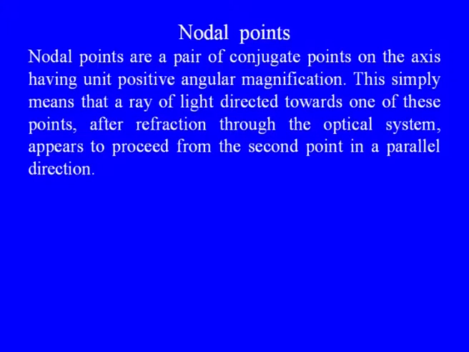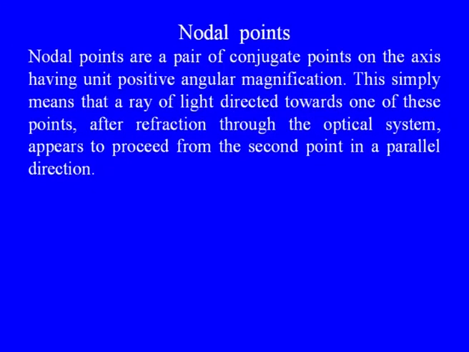Let us consider the nodal points now. These points are a pair of conjugate points on the axis having unit positive angular magnification. Principal points were having unit positive lateral magnification. Nodal points have a unit positive angular magnification. This simply means that a ray of light directed towards one of these points after refraction through the optical system appears to proceed from the second point in a parallel direction.